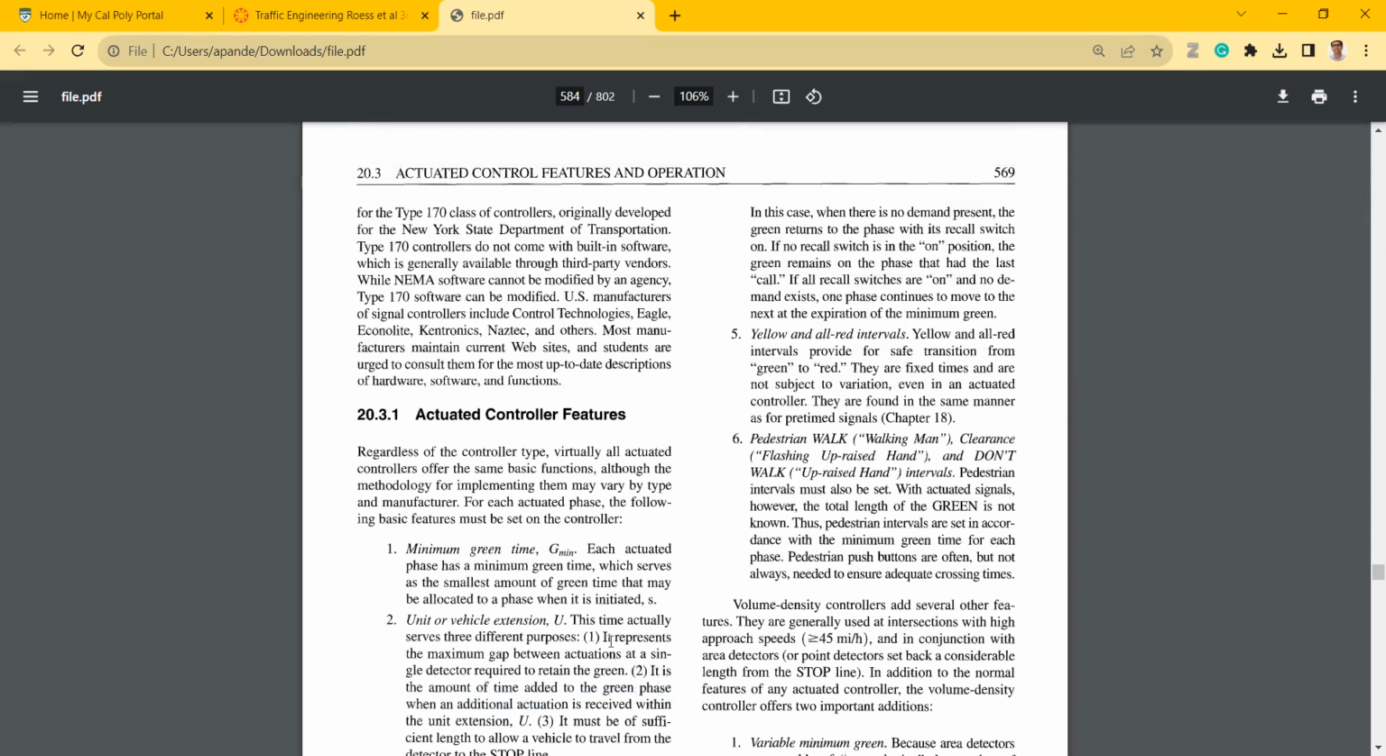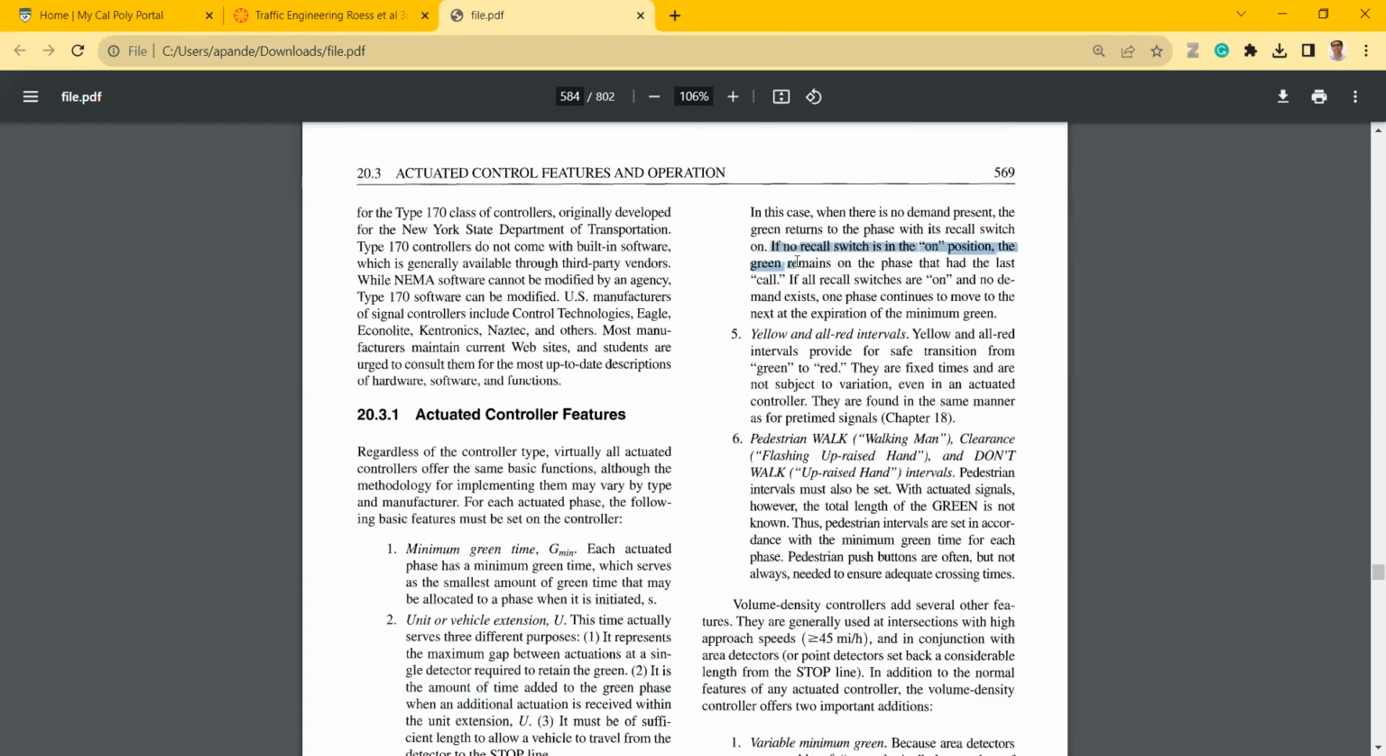And yes. So the recall switch would be like, if there are no cars at the intersection, what does it set the light to? Yeah, exactly. Which will be set to green. So it just sets the major, whatever you determine to be the major stream, you leave that green, and then everything else remains red at that time. In this case, when there is no demand present, the green returns to the phase with its recall switch on, right?